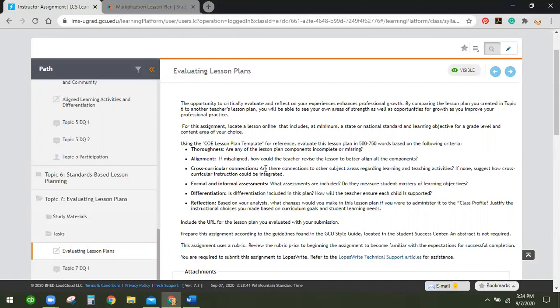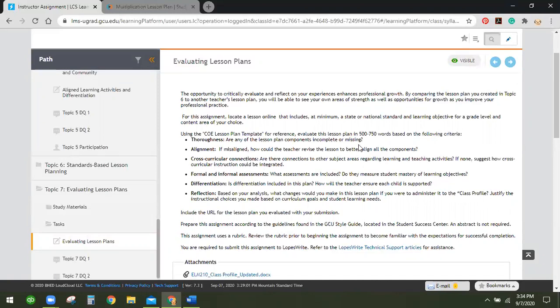Next, you'll go into your cross-curricular connections. Are there connections to other subject areas? If there's none, how could you integrate some cross-curricular connections? You look at the assessment. What assessment are they including? Do they measure the mastery of the learning objective? Here you're looking for alignment with the assessment and the learning objective.